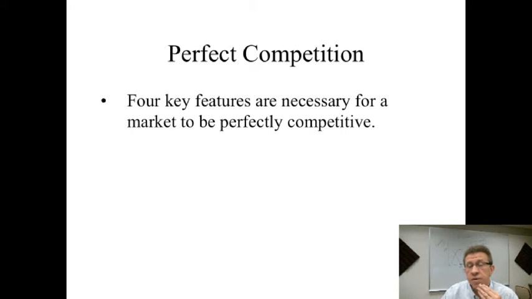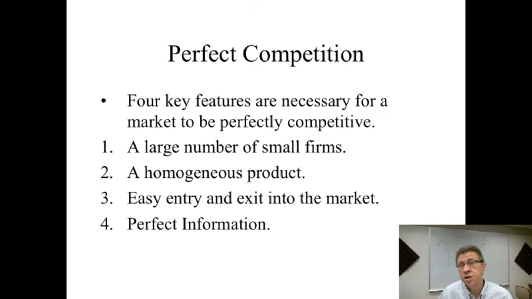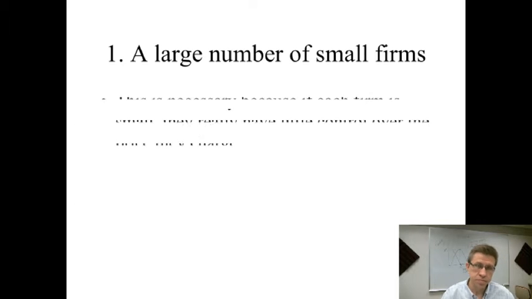For a market to be perfectly competitive, we need to see a large number of small firms, a product that is identical or homogeneous, easy entry and exit into or out of the market, and perfect information, specifically to do with pricing. Right? Everybody knows everybody else's prices.